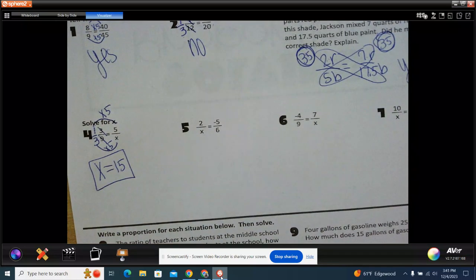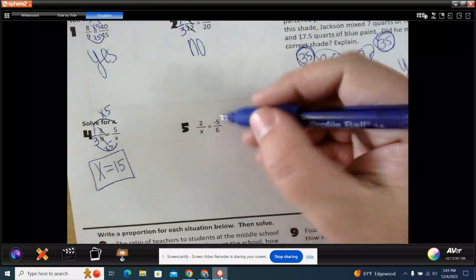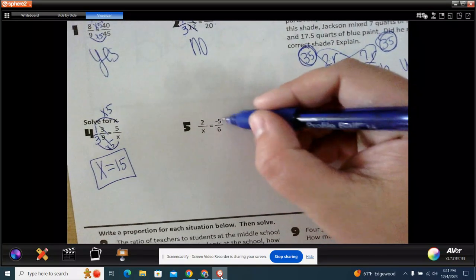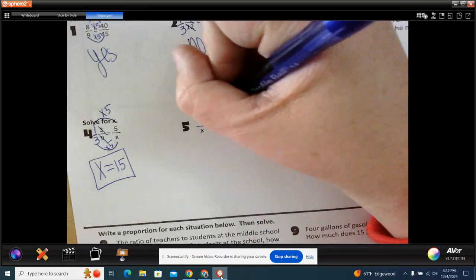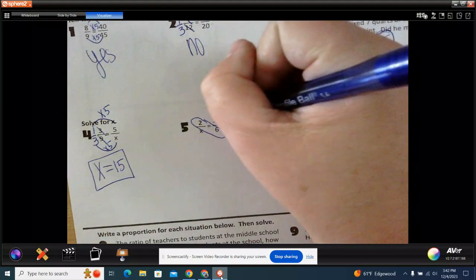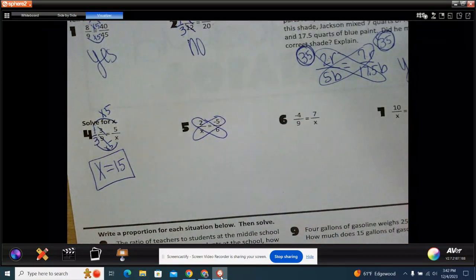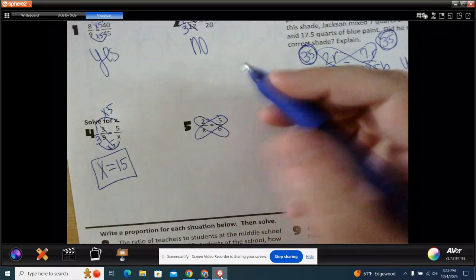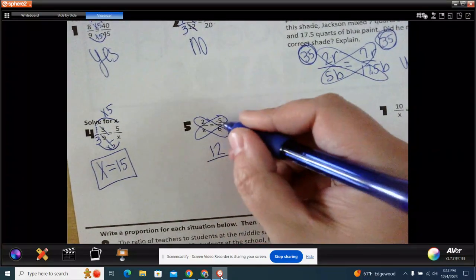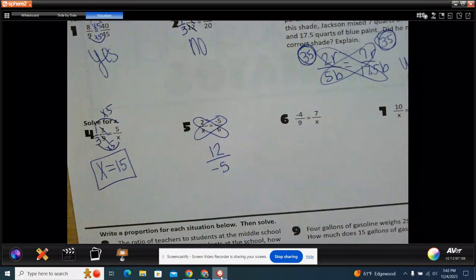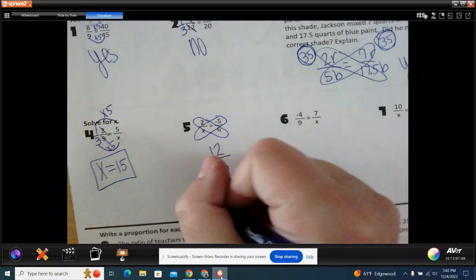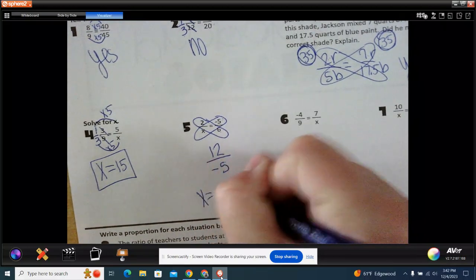Then on number 2, we can't simplify from top to top or side to side. So another option, and this is kind of the last option, is to do our butterfly method. So I'm going to multiply diagonally. 2 times 6 is 12. The number that's paired with my x, I divide by. So 12 divided by -5 is -2.4.